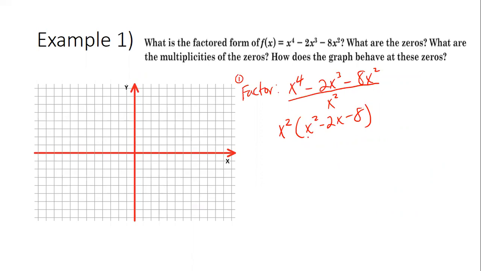Then I'm going to factor the trinomial using any of the methods that we've learned. The easiest one here is our mental. What multiplies to give me negative 8, but adds to give me negative 2? What are my magic numbers? Negative 4 and positive 2.